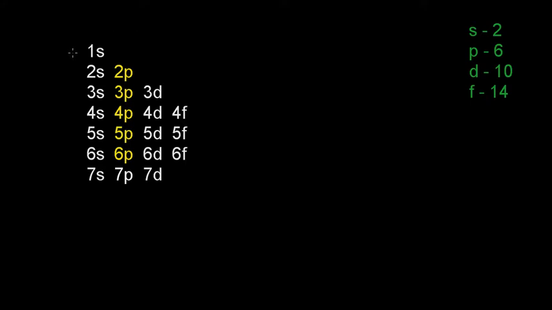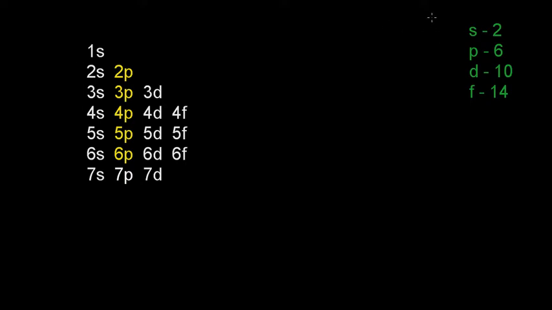And looking at it, you can see that it's arranged in order, going from left to right and top to bottom. So we start off at the top with 1s, and then below it 2s, and then 2p, and then 3s, 3p, 3d, and so on down the line.